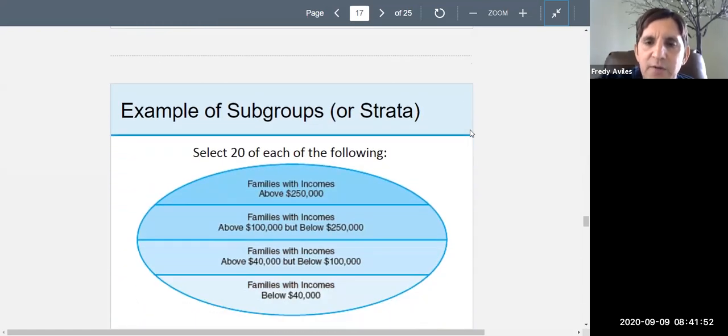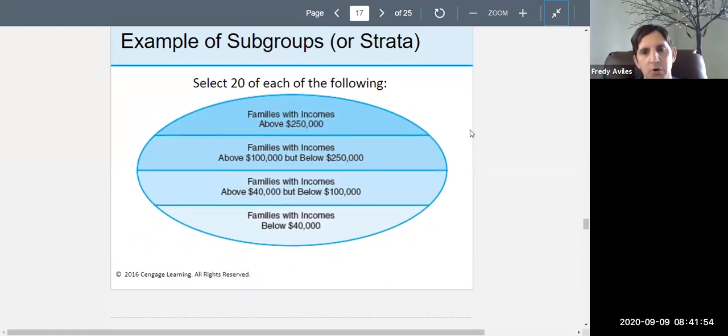Let me show you. Okay, so everyone's included, okay? That's good. You have representation, but you don't have representation that is equal to the population, okay? You can get a biased sample. So for instance, you have 20 of each group. So families with incomes above 250,000, you have 20 families that are in that category, and you also have 20 for the others.